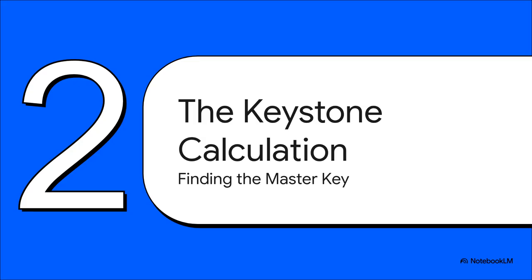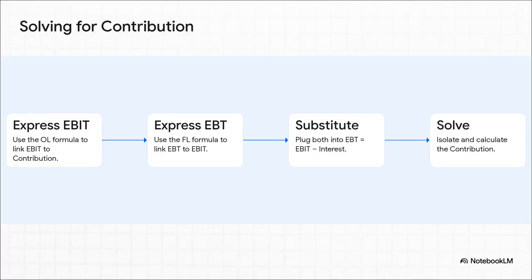All right, now for the main event. This is the most important step of the whole process. We're about to use our tools to forge a master key, that one single number that's going to unlock this entire puzzle for us. So here's the strategy. We're going to play around with those formulas we just looked at. We know operating leverage is 2, and financial leverage is 1.5. So we can just rearrange the formulas a bit to link everything together. This lets us build one single, powerful equation where the only unknown variable left is contribution.